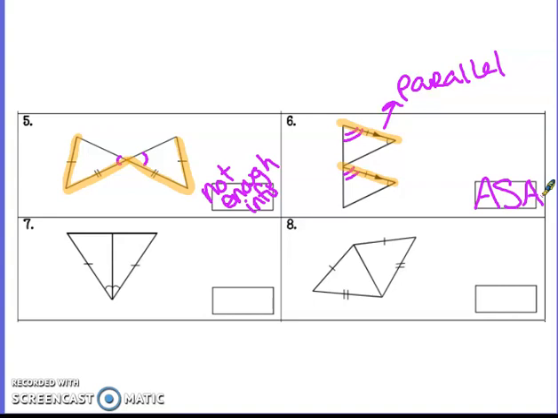Now, number 7, again, that reflexive property, they share that middle side. You're going to see that very, very common. Well, now I have 2 sides and an angle, but the important thing here, I hit my angle, my side first, my angle, and then my side. I hit a side, angle, and then a side.